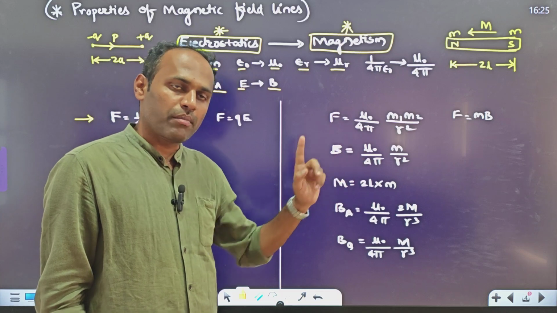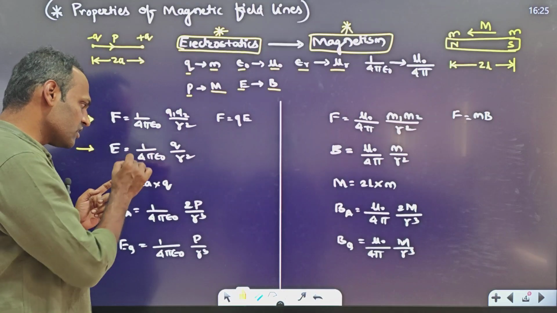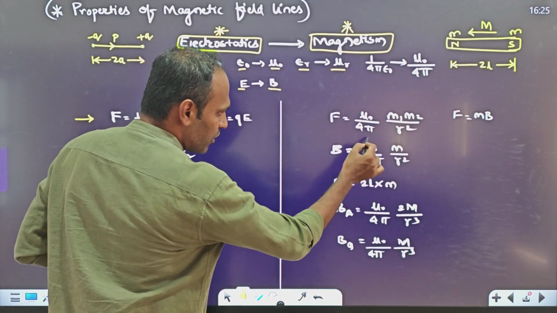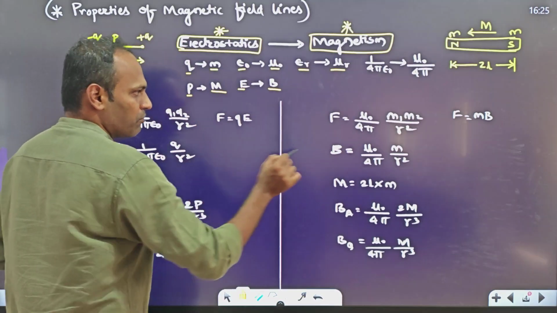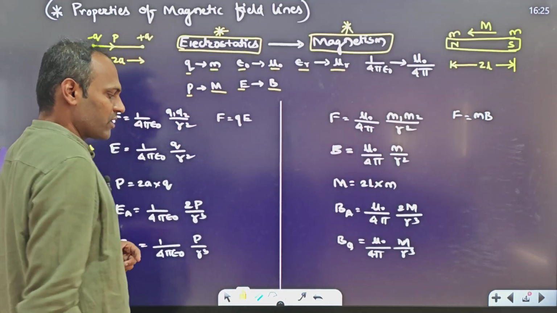It is mu naught upon 4 pi M by R square. See, here the constant is 1 by 4 pi epsilon naught. In that place we have to write mu naught upon 4 pi. Charge becomes pole strength, and distance square, right?